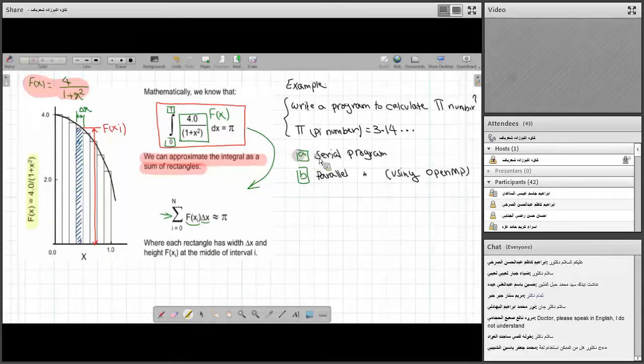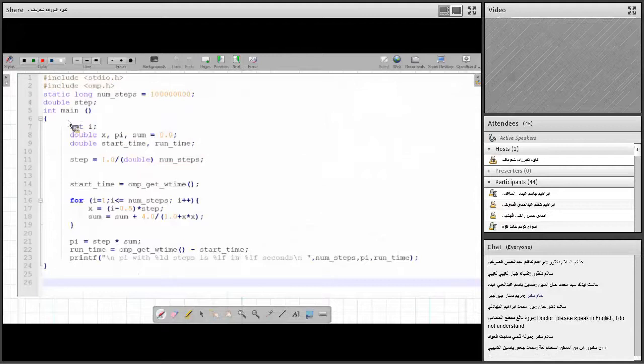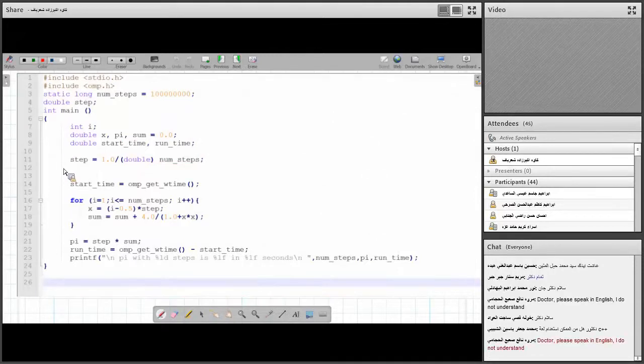Now I am going to write a serial program to calculate this function. In our program در برنامه‌مون ما به دلتا x میگیم step. We call delta x a step in our program. Okay, this is our program.